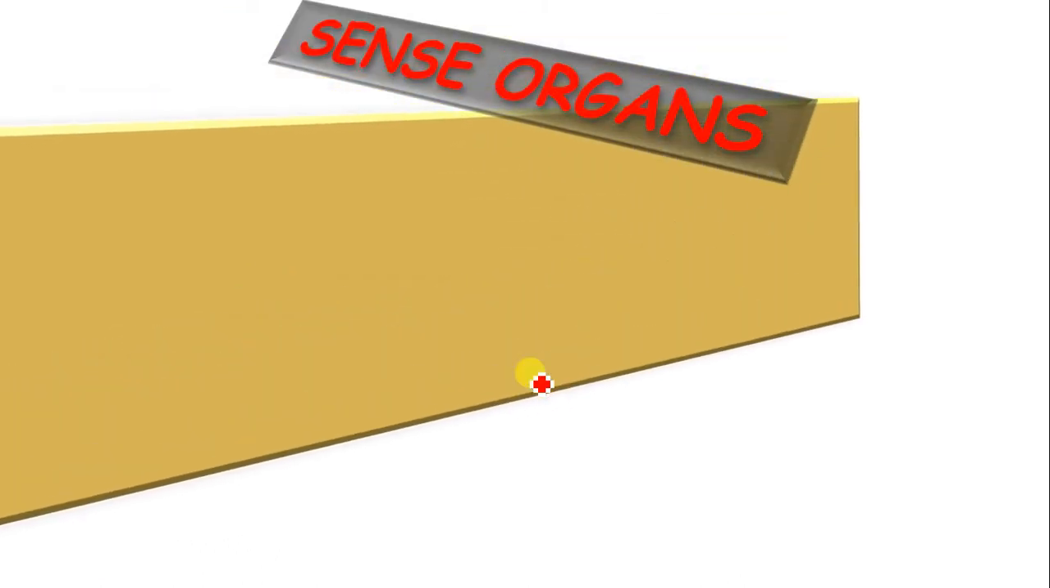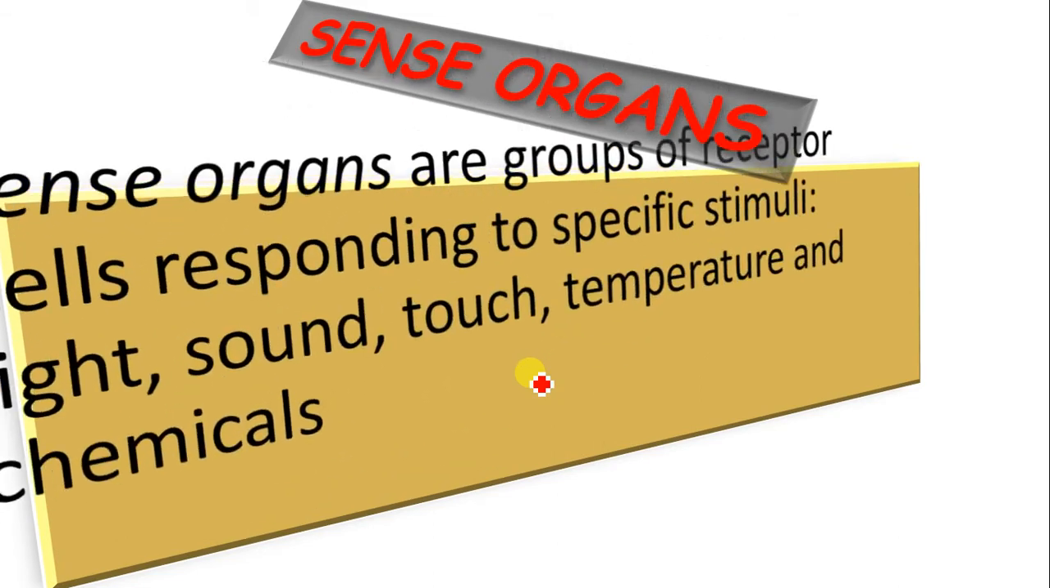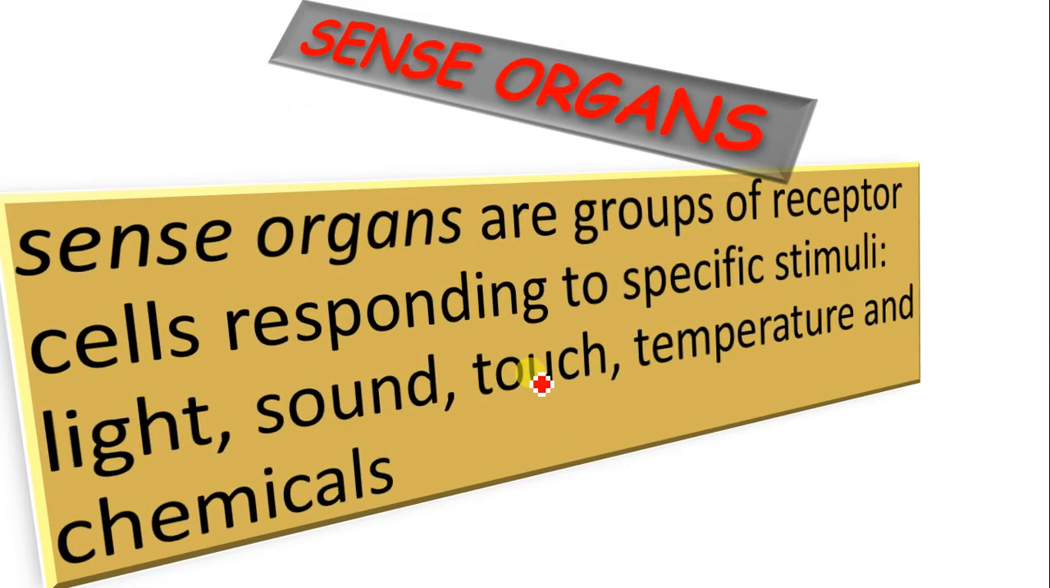Now, what is a sense organ? Simple. Sense organs are a group of receptor cells responding to specific stimuli such as light, sound, touch, temperature, and chemicals, exactly the way it is in your syllabus. I've seen students where they just get some random definition about some of these major key terms in an exam, and you won't get the full mark. You have to be very conversant and used to your syllabus.